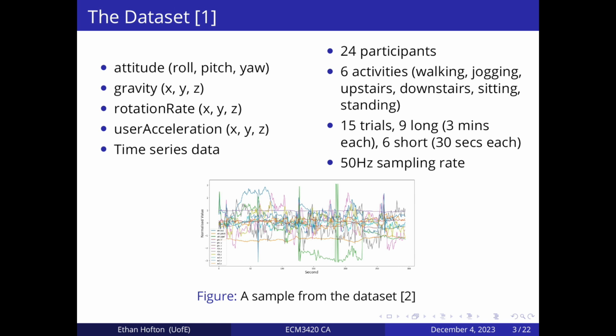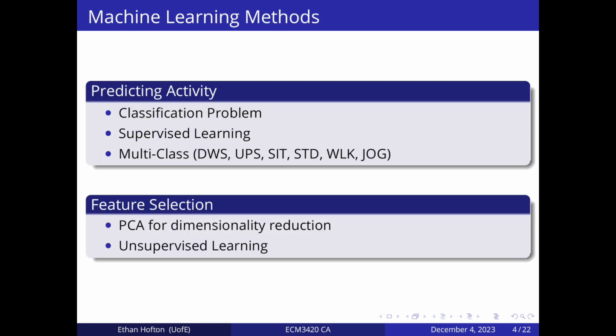The trials were split into short, 1 through 9, and long, 10 through 15, trials, and it's all time series data. This creates a dataset with 12 features and 6 classes. This project can be approached as a multi-class classification problem where there are 6 classes. This will be solved using supervised learning techniques.